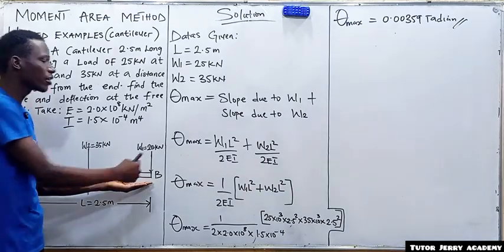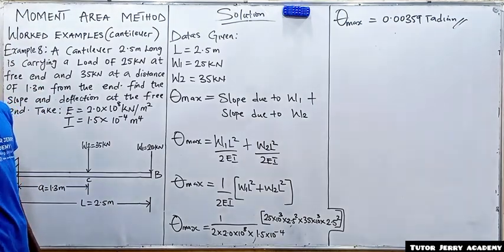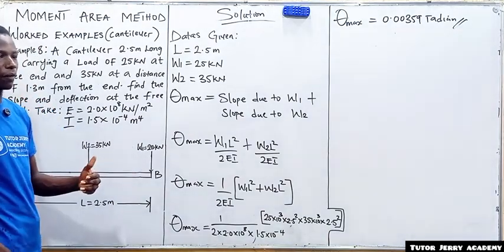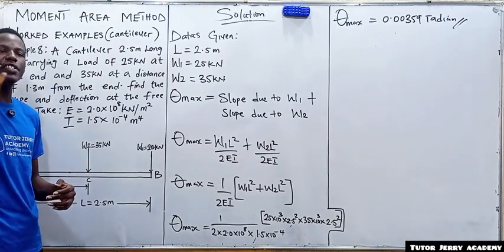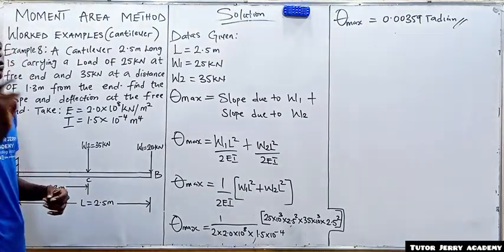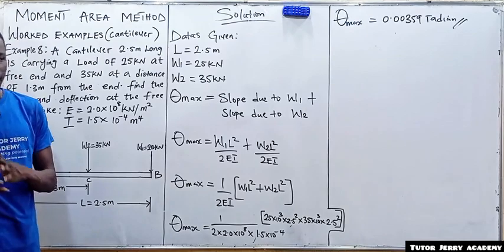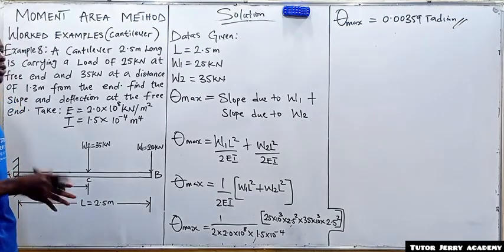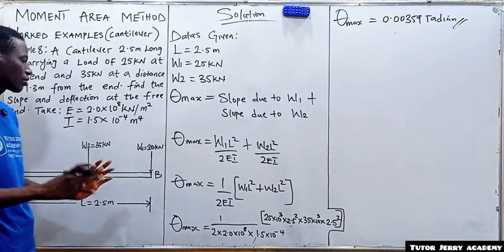But in this case, the load here is W1. So it will be W1 L to the power of 3 all over 3EI. When we consider a cantilever with a point load at a distance A from the fixed end, we got the bracket of WA to the power of 3 all over 3EI plus the bracket of WA to the power of 2 all over 2EI into the bracket of L minus A. So those were the two things we got.